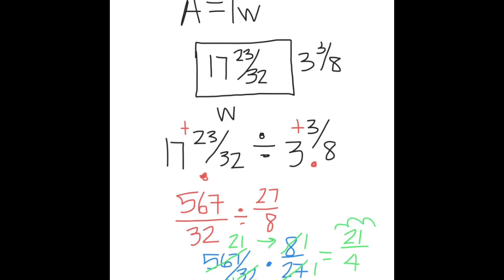So this is the missing measure. I'm going to turn it into a mixed number on the next page. 21 fourths, well, that's the same thing as saying 21 divided by 4. 4 will go into 21 5 times with 20. 21 minus 20 is 1, so that's 5 and 1/4.